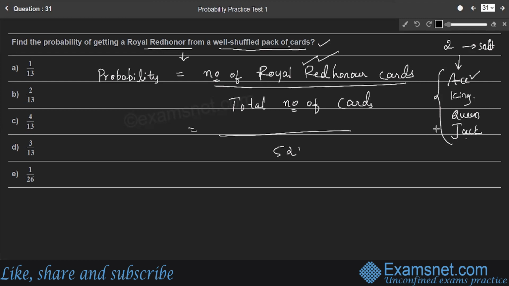Therefore, in 2 suits, we have 8 in total. So the number of royal red honor cards is 8, divided by the total number of cards, which is 52. Therefore, 8 by 52 is the probability. On simplification, since both numbers are divisible by 4, 4 into 2 is 8, and 4 into 13 is 52. So 2 by 13 is the probability. Hence, option B is the right answer.